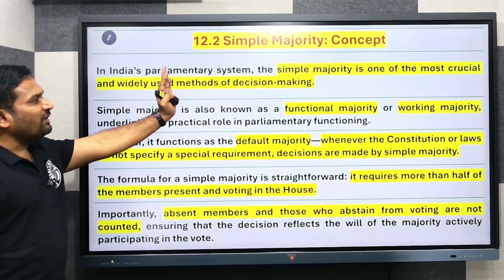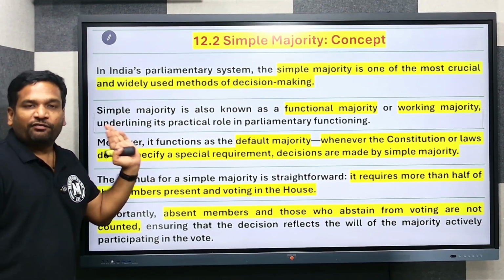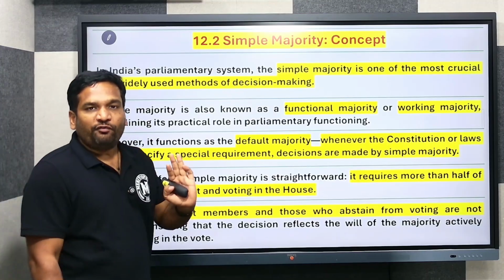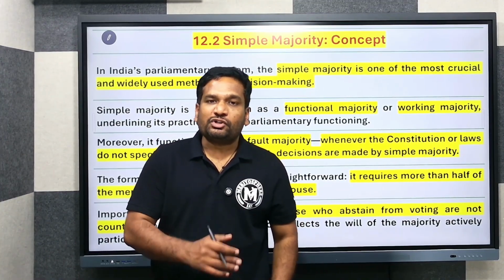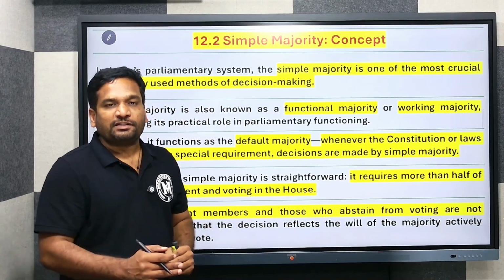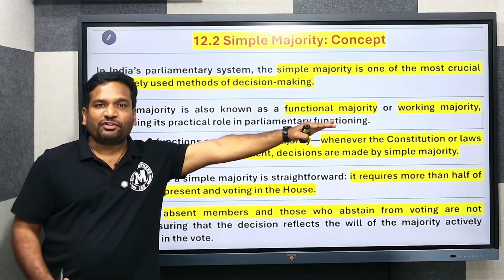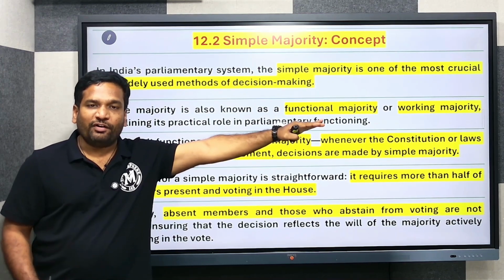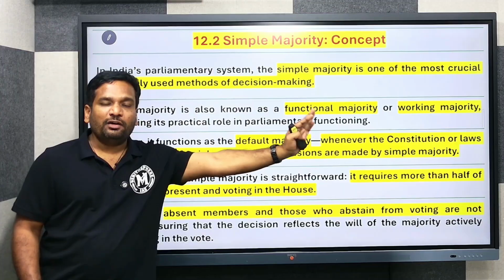In India's parliamentary system, the simple majority is one of the most crucial and widely used majorities for decision making. It is the most often used majority for making any decision in the Indian Parliament. Because of its greater usage, it is also known as the functional majority or working majority.